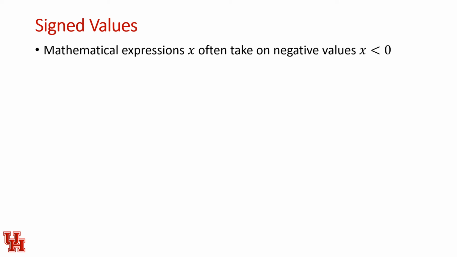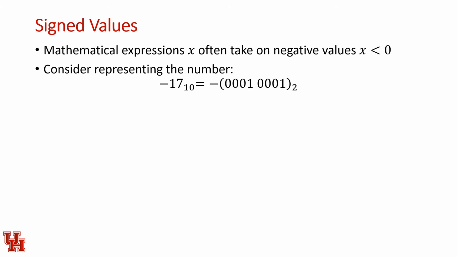So far, all the values that we've considered were positive numbers. In mathematical expressions, the value we want to express can take on negative values. Let's consider the number negative 17 in base 10, which has a corresponding representation of negative 10001 in binary. We have to somehow encode this negative sign so that it can be stored in a digital register as part of the number.